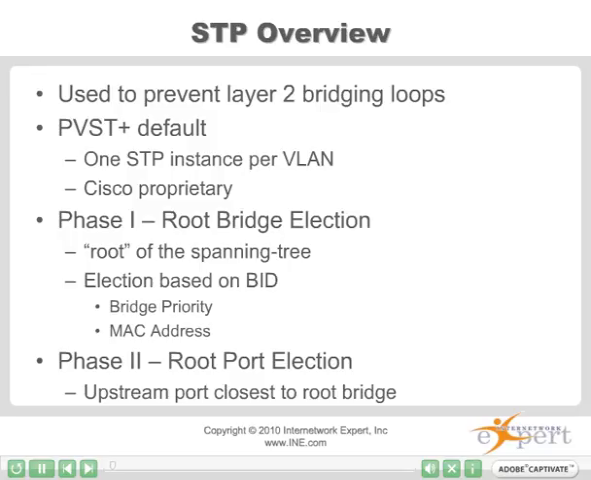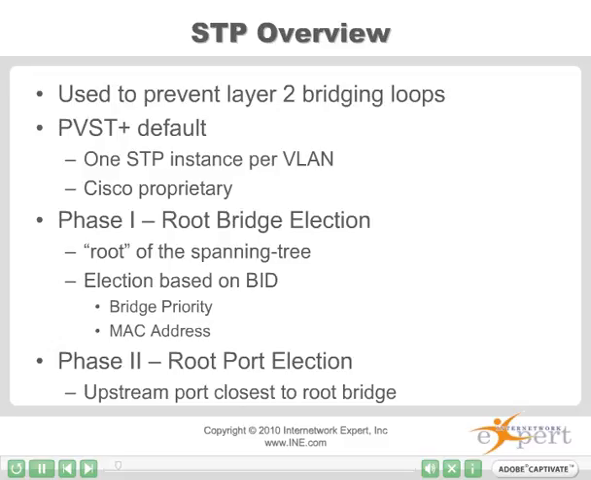What we want to do with spanning tree, or what spanning tree's whole job in life is, is to prevent layer 2 bridging loops. If there's a loop in the layer 2 topology, it's immediately devastating. Broadcast storms would be a nearly immediate result of the layer 2 loop.